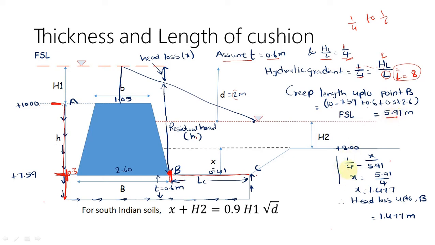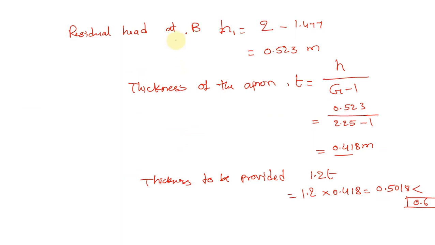The assumed hydraulic gradient is 1 by 4. For 5.91 creep length, what is the head lost? Head lost per 4 meters, so what is the total head lost up to 5.91 length? If you do it, the total head lost up to B is 1.477 meters. Out of 2 meters, 1.477 is lost. How much is remaining? The remaining head is the residual head. So the residual head at B, H1, is equal to 2 minus 1.477.